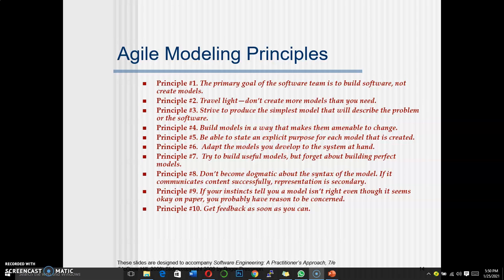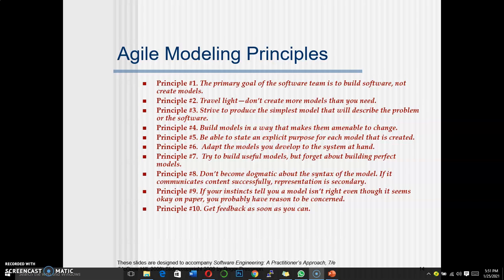Be able to state an explicit purpose for each model that is created. Adapt the models you develop to the system at hand. Try to build models, but forget about building a perfect model. Of course, it can't be the perfect model. So just try to build models that will represent or mimic the system you're trying to develop. Don't become dogmatic about the syntax of the model. We've always said, one of the things Agile tries to give to you: don't be dogmatic, don't be stereotyped. If it communicates the concept successfully, representation is secondary.